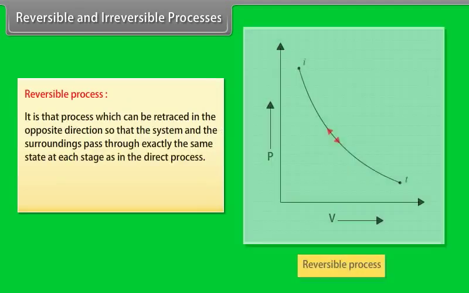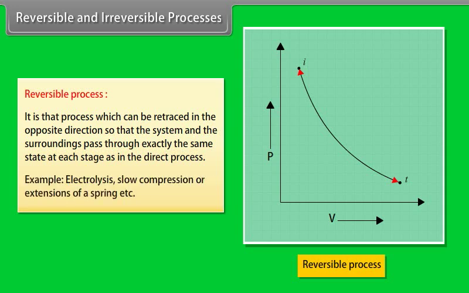Reversible and irreversible processes. Reversible process. It is the process which can be retraced in the opposite direction so that the system and the surroundings pass through exactly the same state at each stage as in the direct process. Electrolysis, and slow compression or extension of a spring are examples of reversible processes.